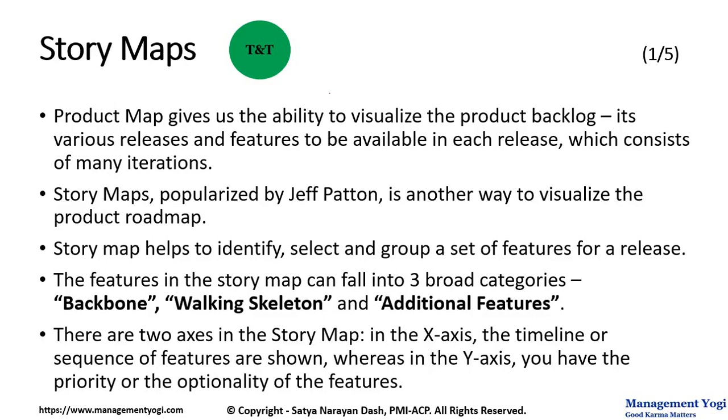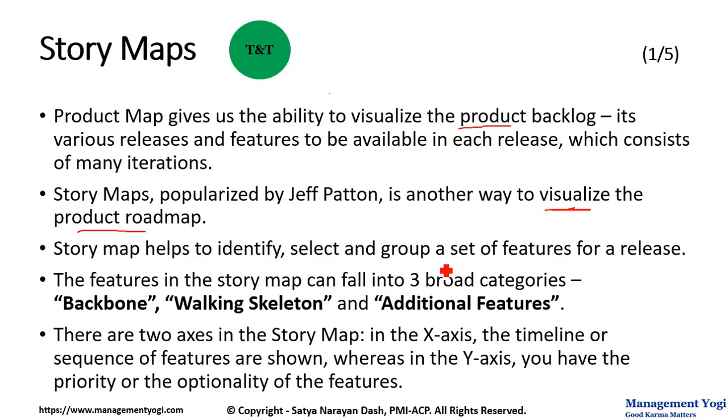Story maps. This is a tool and technique for your ACP exam. The product roadmap gives us the ability to visualize the product backlog, its various releases and features to be available in each release, which consist of multiple iterations. Story maps, popularized by Jeff Patton, is another way to visualize the product roadmap, not the backlog, but visualization of the product roadmap. Story map helps to identify, select and group a set of features for a release.